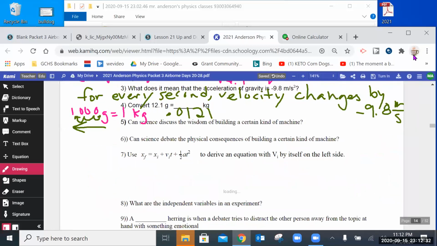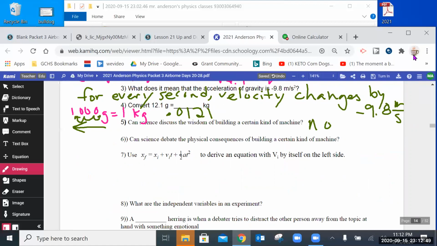Number 5, can science discuss the wisdom of building a certain type of machine? No. Science cannot talk about whether or not a decision to build something is the right or wrong decision.